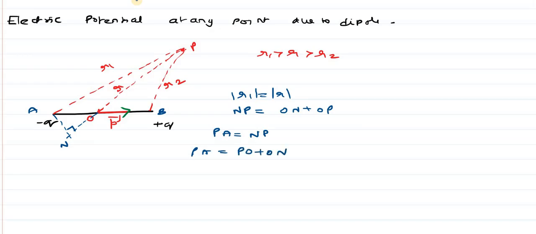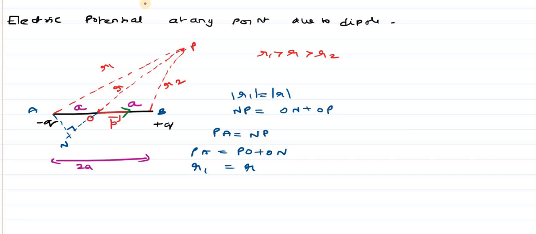PO plus ON. What is PO? PA is R1. PO is R. But do I know this distance? I don't know this distance. What can I do? Listen carefully. This is A, I know. This is also A. Correct? Because a dipole of length 2A we have taken.